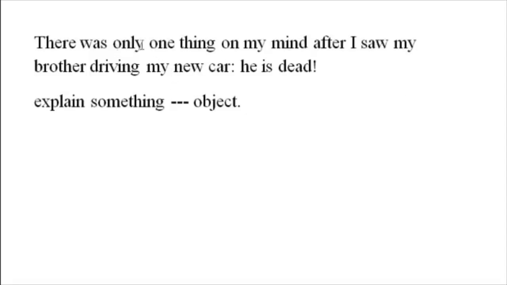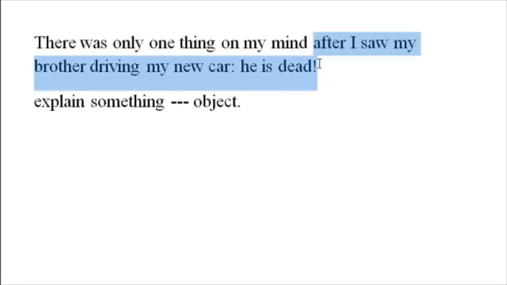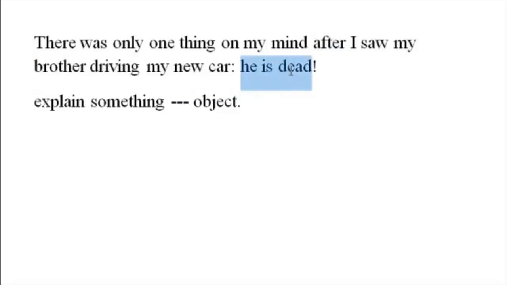So let's look at this. There was only one thing on my mind. So what is the main idea? There was only one thing, on my mind. This is the dependent clause. So, what's on my mind? What's on my mind is he is dead. And that's the object. That's what it's explaining. It's explaining what's on my mind.